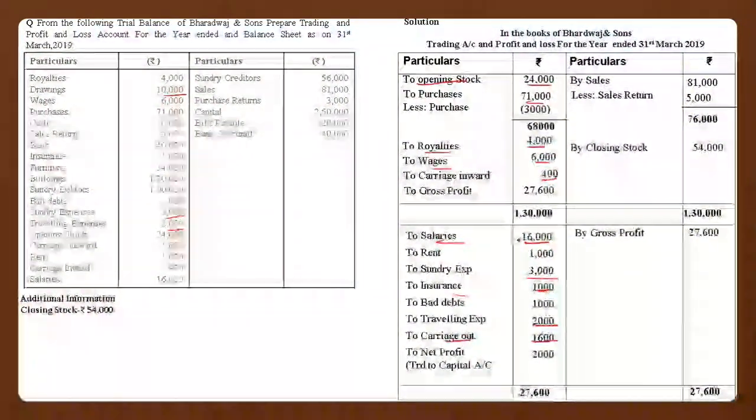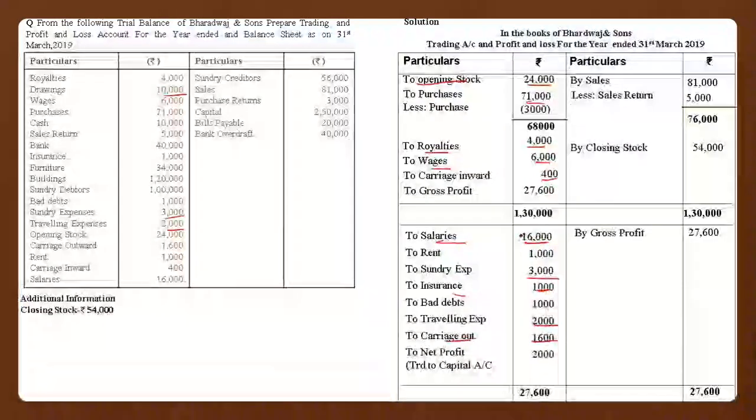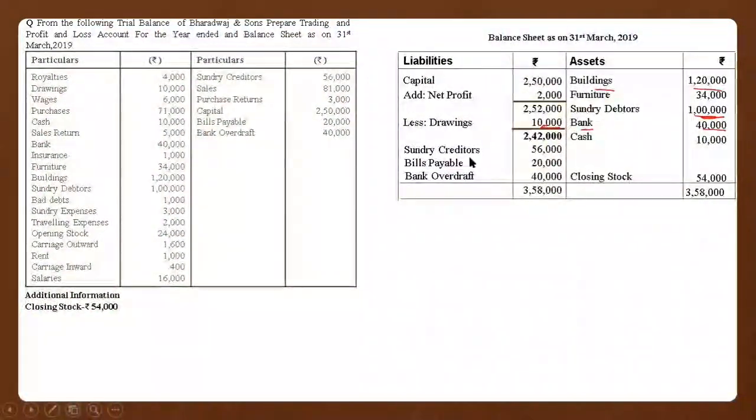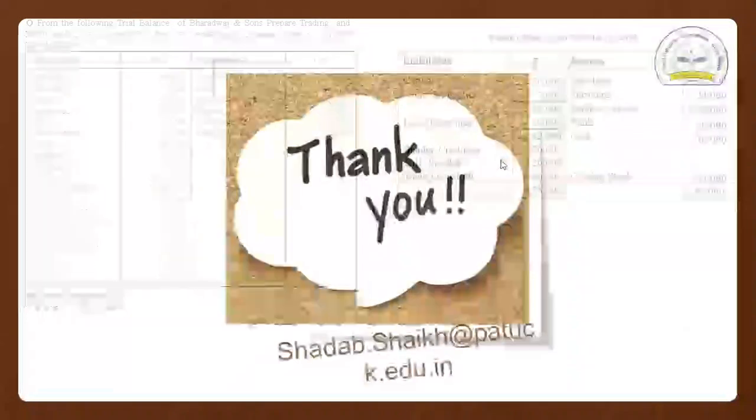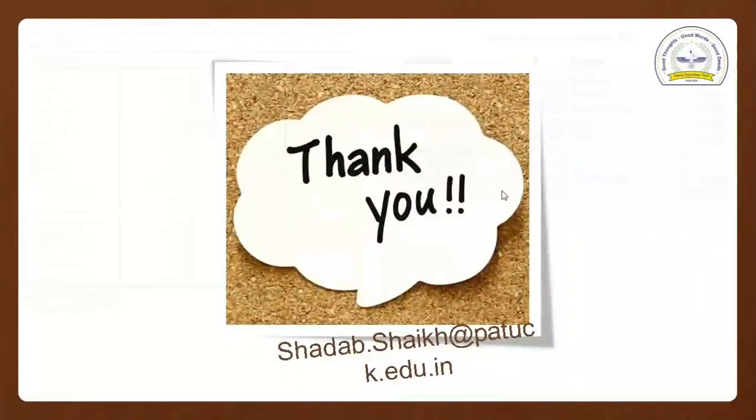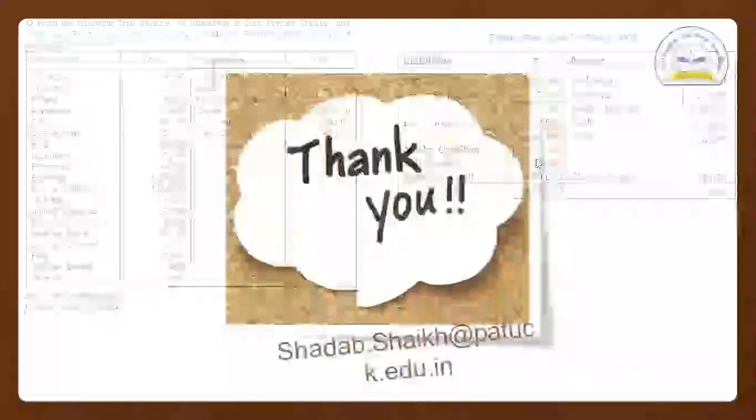Now come to this side, sundry creditors. Sundry creditors is given 56,000 rupees. So sundry creditors is your liability. So come to the balance sheet, liability side, sundry creditors, and the amount is given, student, 56,000 rupees.